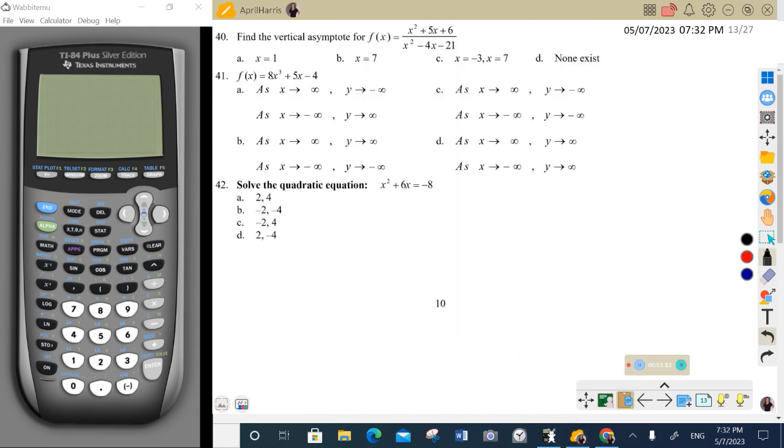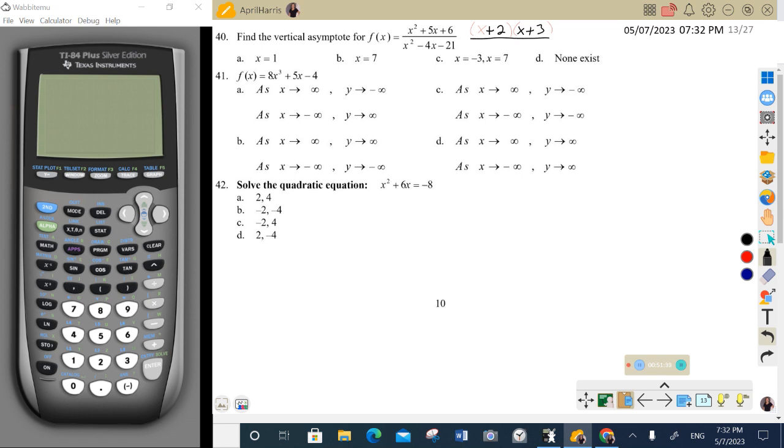Number 40 wants the vertical asymptotes. Again, you're going to have to factor twice. So we're multiplying to get a positive, either both positive or both negative. There we go. So they're both positive. Multiply to get 6, add to get 5, that's 2 and 3. 2 times 3 is 6, 2 plus 3 is 5.